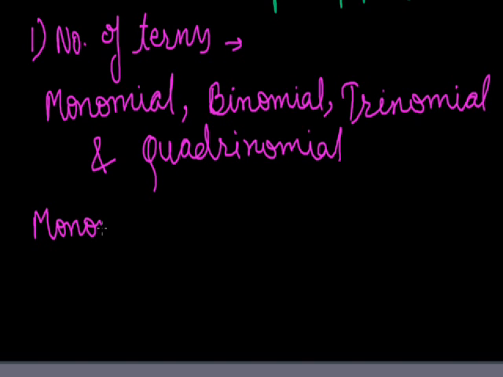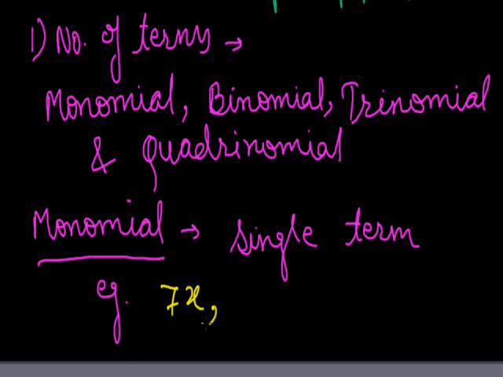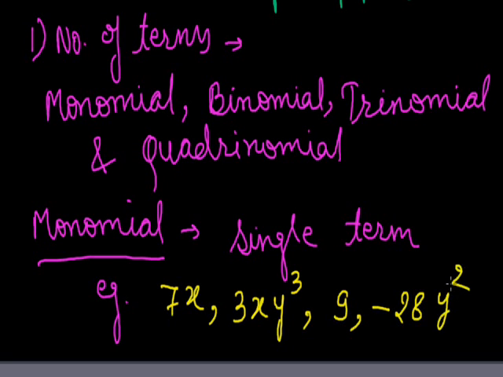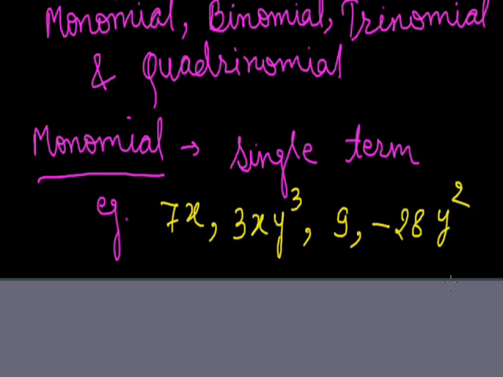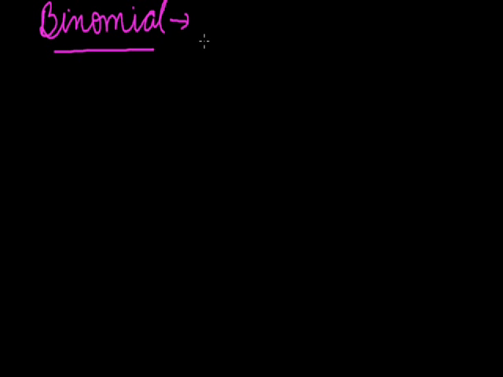Examples of monomial may be 7x, 3xy cube, 9, 28y square, and so on. All these are having a single term. The second category is binomial expression. Here bi denotes 2. That means any expression having 2 terms which may be connected by either addition or subtraction. 2 separate terms connected together are known as a binomial expression.